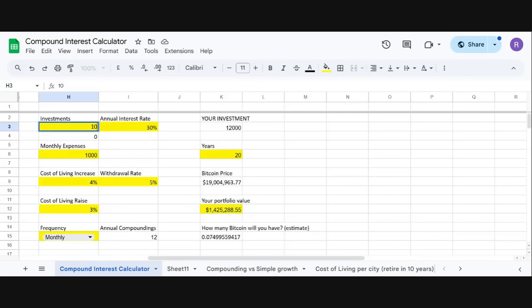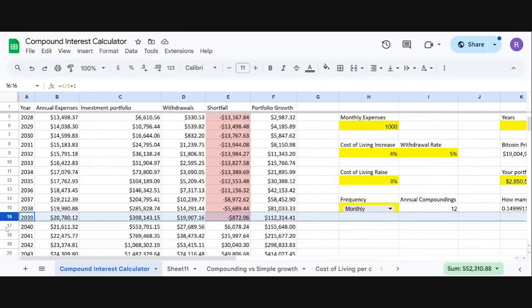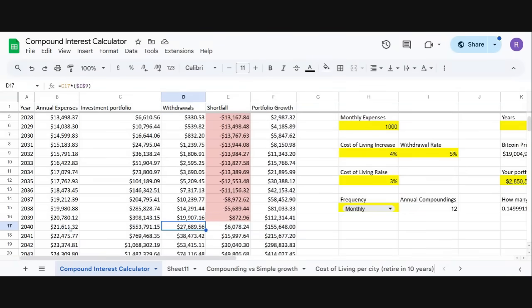If you go with $100 a month, even more, $2.8 million. If you put $100 a month into Bitcoin for yourself, and this is your exact situation, $1,000 a month in expenses, you'd be able to retire by 2040. Your portfolio would be able to cover every single expense of yours every single month, and you'd still have an extra $6,000 if you were to withdraw 5% per month and if your cost of living increase is 4%.